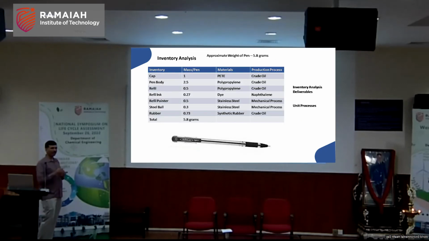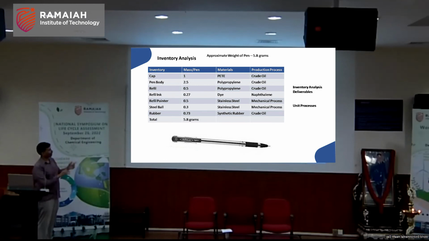Now this is the pen I have analyzed. What does the pen contain? One is the cap, which is made up of PET. Then the pen body, this one, is polypropylene. The refill is also made up of polypropylene. The production process for that requires crude oil; crude oil is required for producing polypropylene. You will not get a pen randomly, you need crude oil. From crude oil, the plastic is produced.